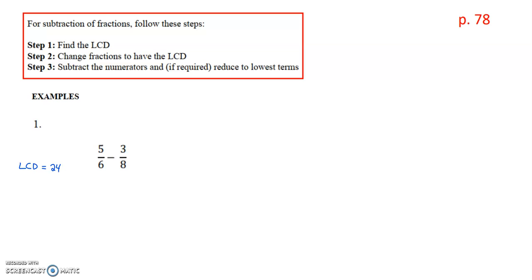And so we're going to change each of our fractions to make the denominators equivalent to 24. So we're going to be multiplying the first one by 4. And what we do on the bottom, we're going to do on the top. And then we're going to be multiplying the 8 times 3. And I'll write the new fractions below. So we're going to be getting 20 over 24 minus 9 over 24. Now we're ready to keep our denominator and subtract: 20 minus 9 is 11. We always want to check if our answer is in lowest terms, which it is. So 11/24 is our answer.